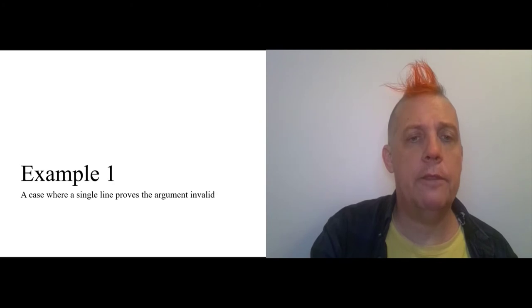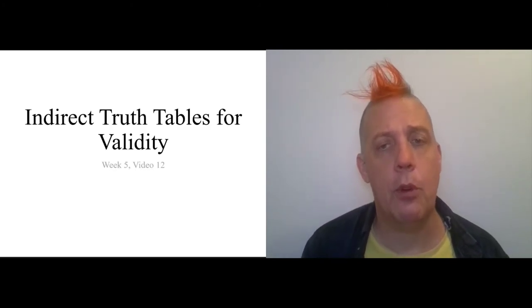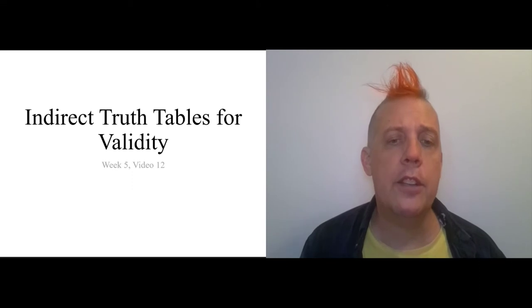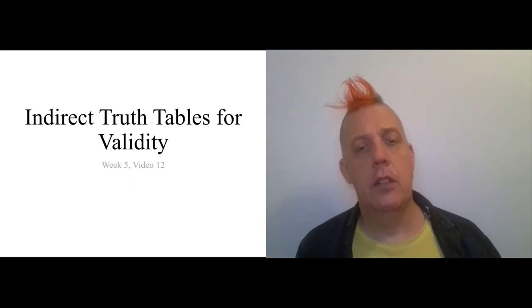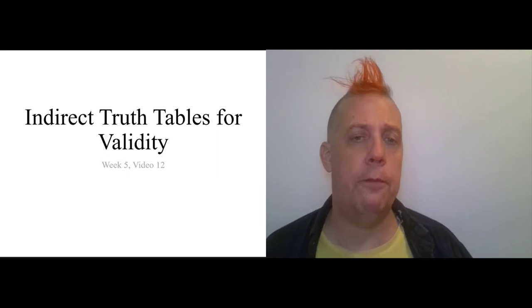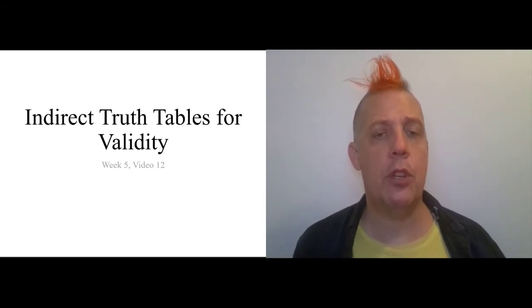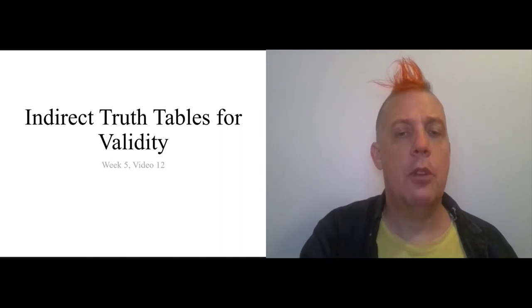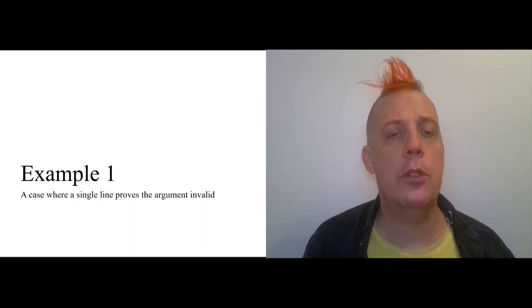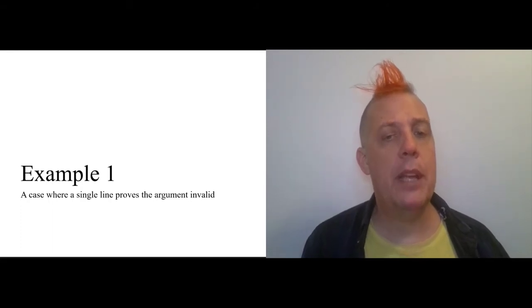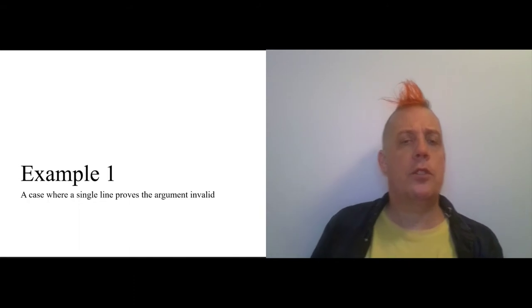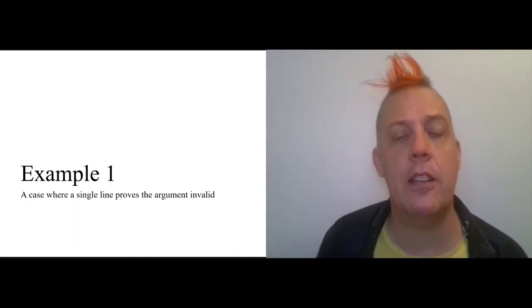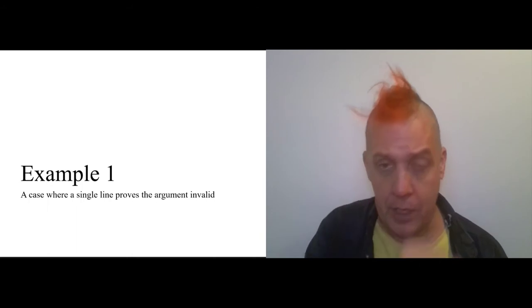So the whole point of indirect truth tables or partial truth tables is a way to find a shortcut to not actually have to do a full table in a situation where you've got a million lines that you would have to do. So the most straightforward situation where you can use this shortcut are situations where there's a single line that proves an argument invalid. Basically, you can use these short truth tables, you can use the indirect method whenever you're showing an argument invalid.